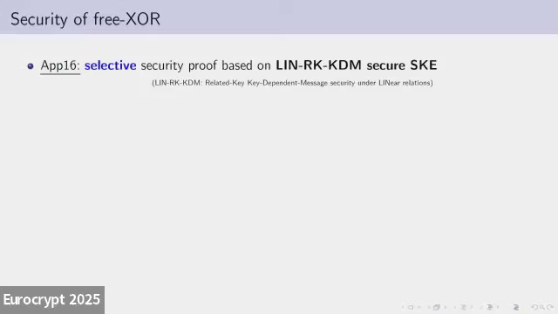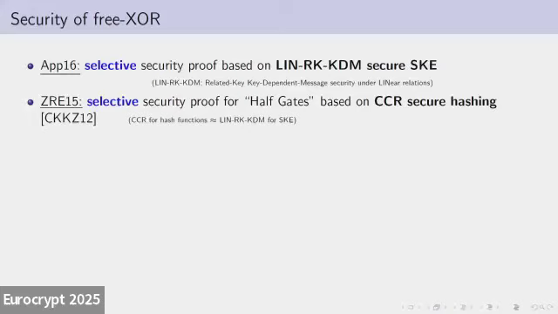It's not very surprising we need a stronger security notion, and the right security notion to analyze this was defined by Applebaum. It's a combination of key-dependent message security and related key security under linear relations. He also showed that this can be instantiated in the standard model from standard assumptions. For half-gates, this has further optimizations. Security relies on the security of the hash function.